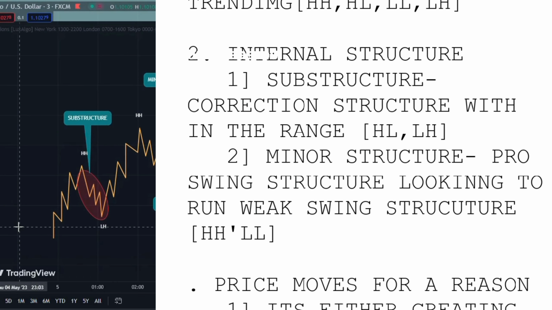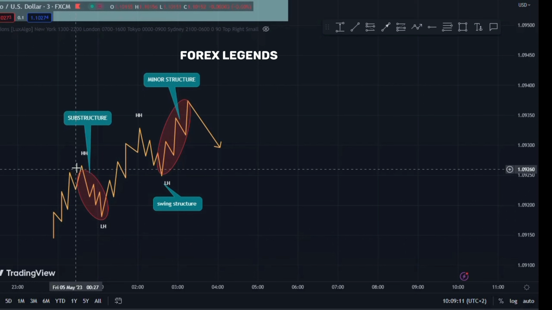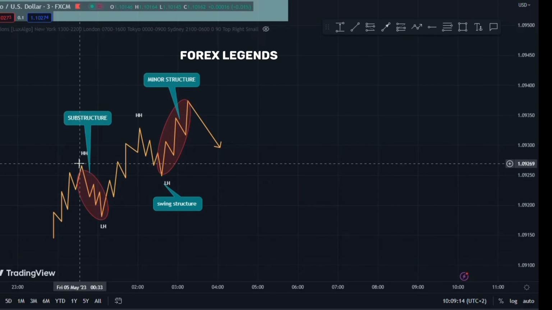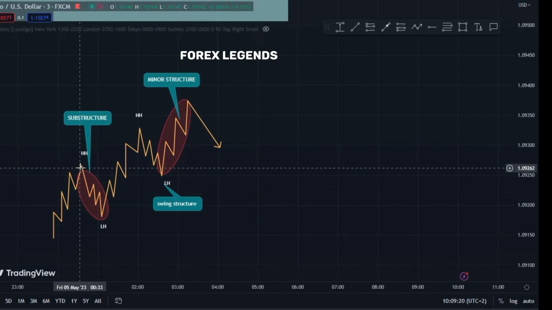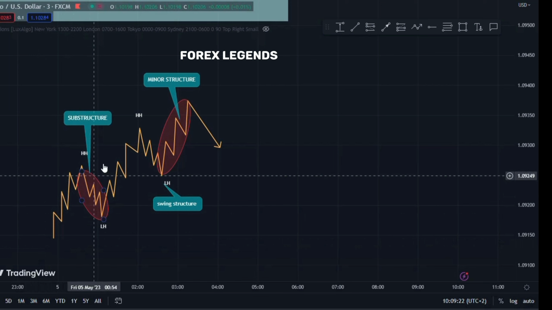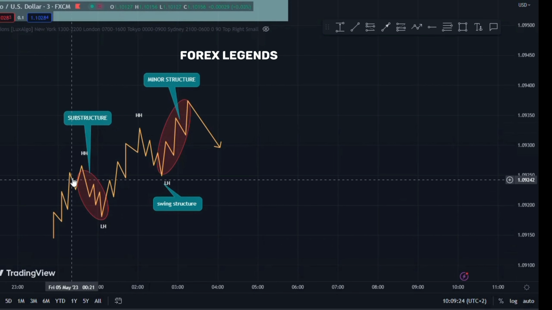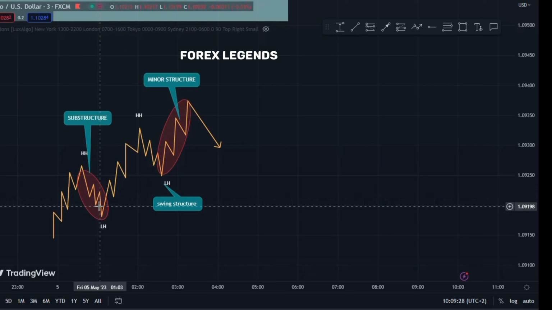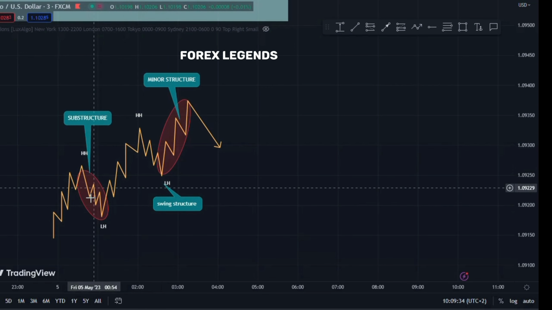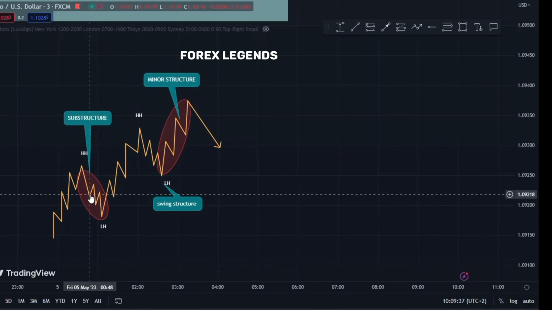What does that mean? We have this impulse move, and then we have a correction, right? This correction is called a substructure, where there are internal structures inside, right? You can still see overall we're bullish, right? But we see small movements to the downside, but that doesn't mean we're in the downside. It just means we're creating substructures, a correction for us to have an impulse again. So this is what we identify as substructure.